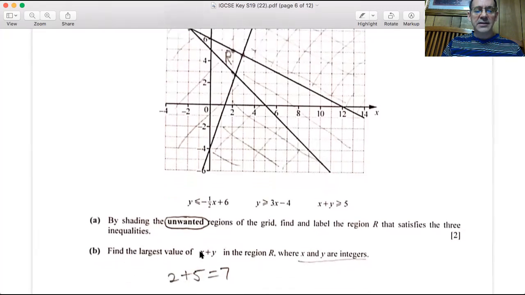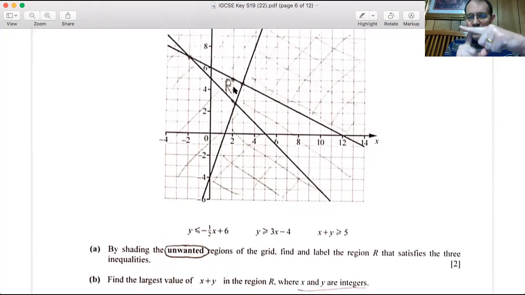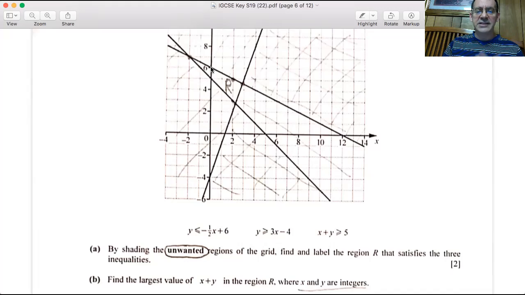Then it says find the largest value of x plus y in the region R where x and y are integers. So you have to find the grid marks, where the grid lines cross each other. Those are integer values. So here you have right here at 6, so that would be 0, 6. Your x being 0, your y being 6, that adds up to 6. You also have 0, 5. Well, that only adds up to 5. Here you have 1 and 5. That adds up to 6 also.